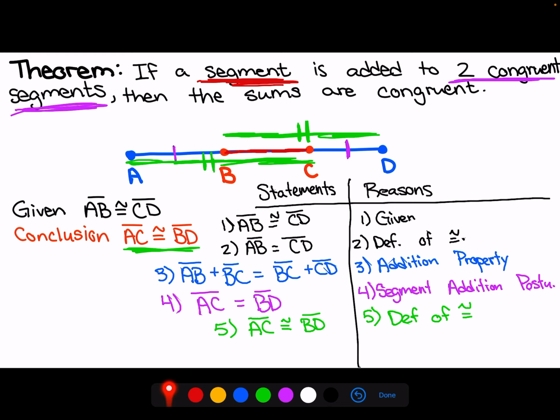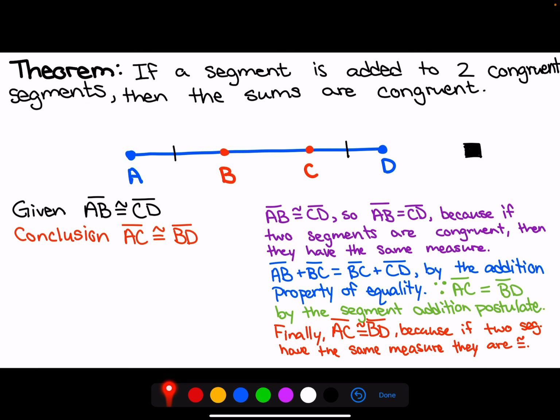Now, here is the paragraph proof of this. So again, use either one. So AB is congruent to CD. So AB is equal to CD because if two segments are congruent, then they have the same measure. From there, AB plus BC equals BC plus CD by the addition property of equality. Therefore, AC is equal to BD by the segment addition postulate, which leads us to AC being congruent to BD because of the definition of congruency, meaning if two segments have the same measure, then they are congruent.